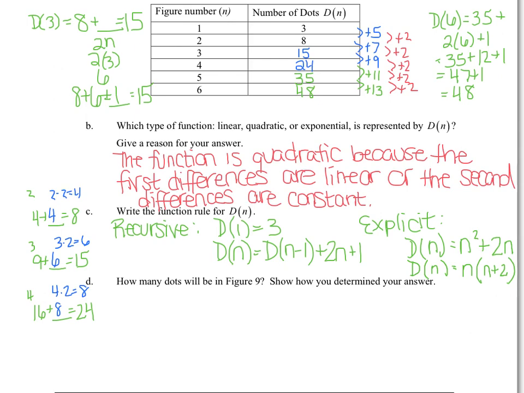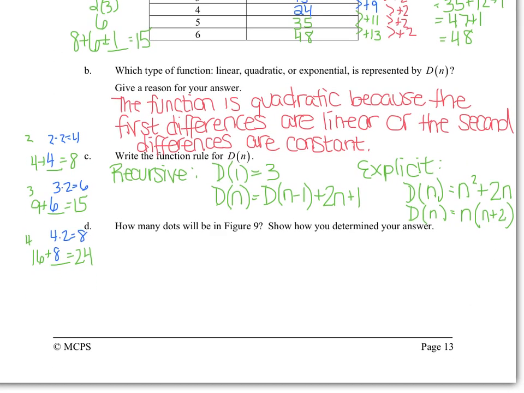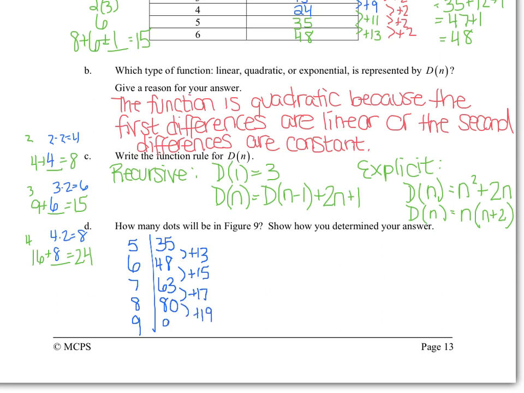Finally, for part D, how many dots will be in figure 9? Show how you determined your answer. Well, you can do it in one of two ways. You can continue the table. So if 5 was 35, 6 was 48, and I want to figure out 7, 8, and 9. To go from 5 to 6, I added 13. So this time I'd add 15. 48 plus 15 is 63. Then I'd add 17. 63 plus 17 is 80. And then I'd add 19. And 80 plus 19 is 99.